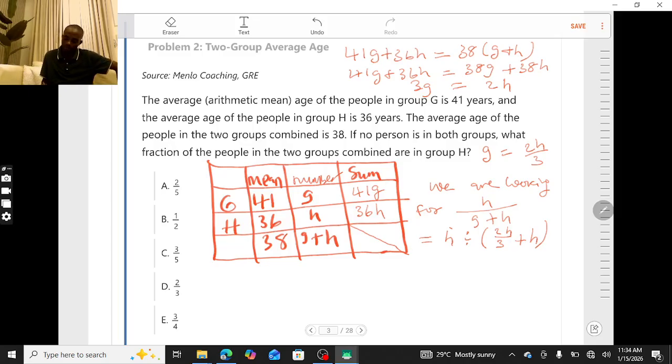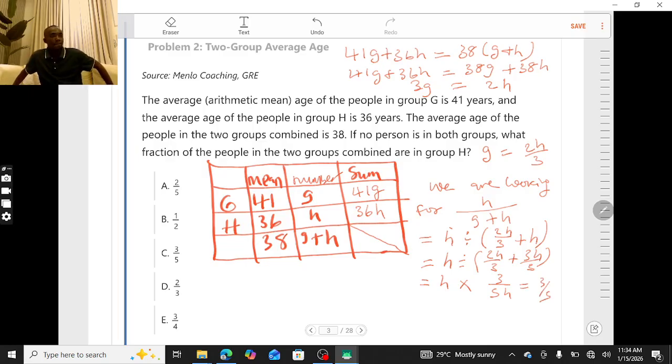So we are going to have 5 divided by 2H/3 plus 3H/3. So that will give us H times, we invert this, we put 3 up over 2 plus 3, 2H plus 3H, that is 5H. Now we cancel H, so what is remaining is 3 over 5. Do you agree with me? Yes. Okay, so 3 over 5. Yes, the answer is 3 over 5.